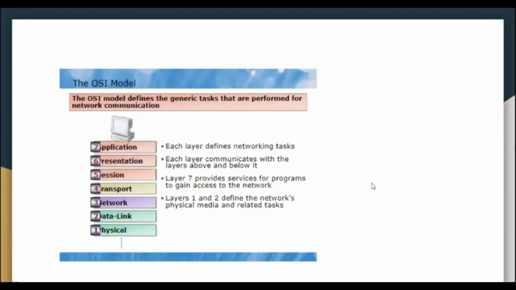So it provides transparent transfer of data between end users. It provides reliable data transfer services to the upper layers. So the transport layer controls the reliability of a given link through flow control, segmentation, and error control.